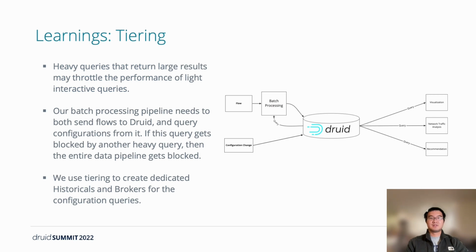So this is what we learned. The heavy queries that return large results may throttle the performance of light interactive queries. Our batch processing pipeline needs to both send flows to Druid and query configuration data from it. If this query gets blocked by another heavy query, such as the ML job, then the entire data pipeline gets blocked. We use tiering to create dedicated historicals and brokers for the configuration queries.